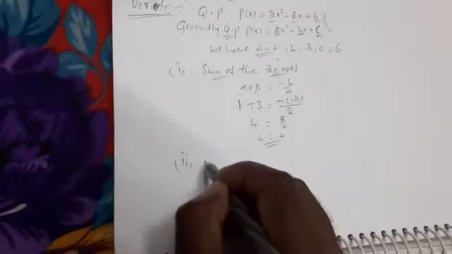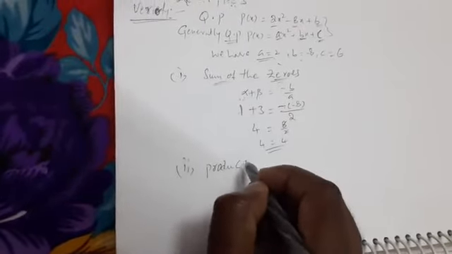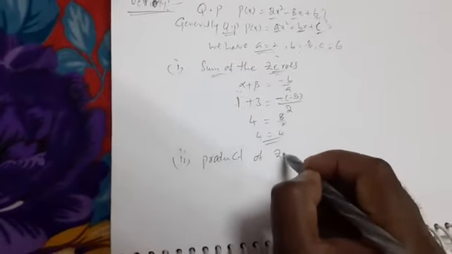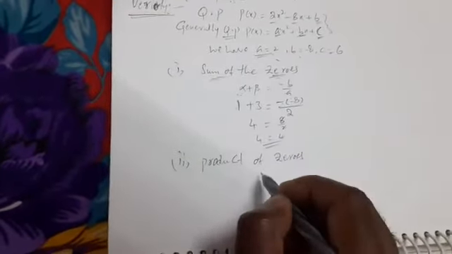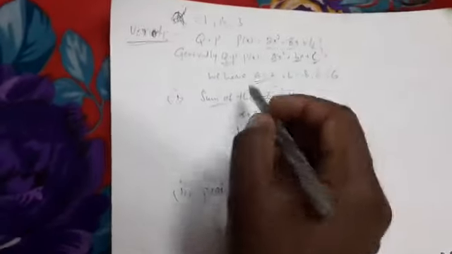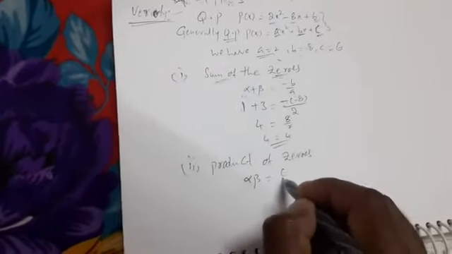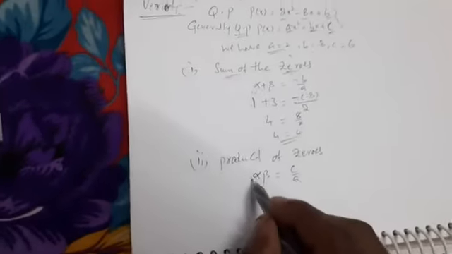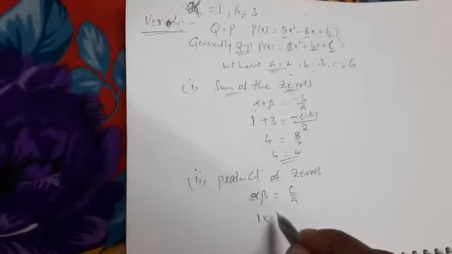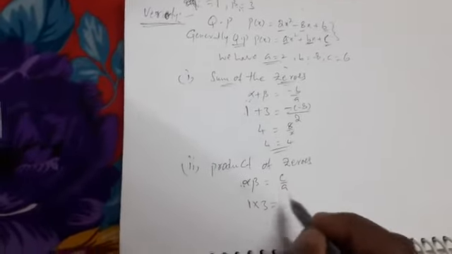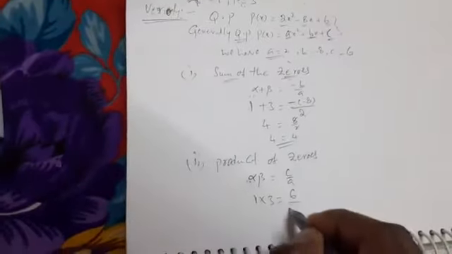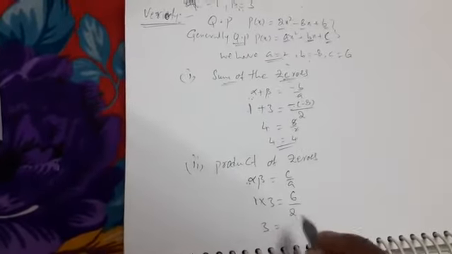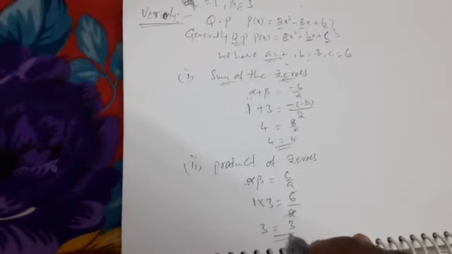Next, the second one, product of zeros. You know already, the product is nothing but the multiplication of zeros. So the zeros are alpha and beta. Alpha into beta is equal to c by a. This is also a formula. Alpha is 1 into beta, which is 3. c is 6, a is 2. 3 ones are 3. If you cancel, both are equal.